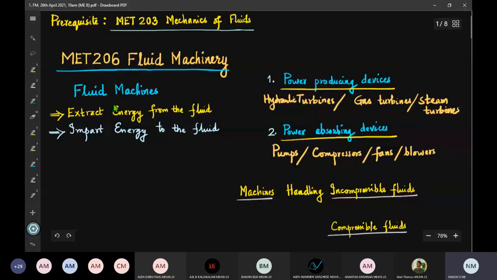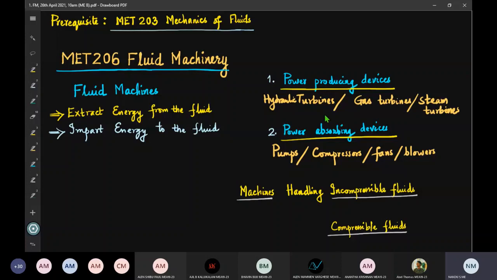Then fluid machinery is all about fluid machines. What do you mean by fluid machines actually? The keyword is fluid. The important point to keep in mind is these two facts. I hope you can see the screen. If you extract energy from the fluid and the machine is operated, then such machines are power producing devices. The turbines are under this category.